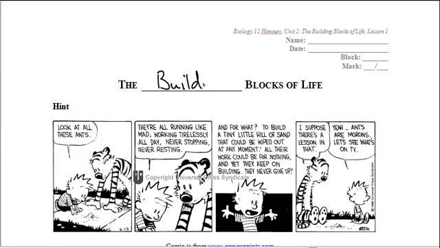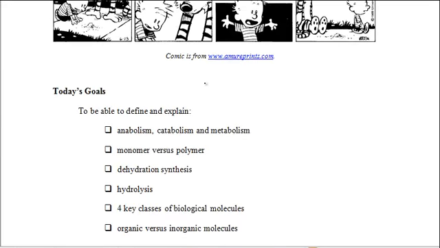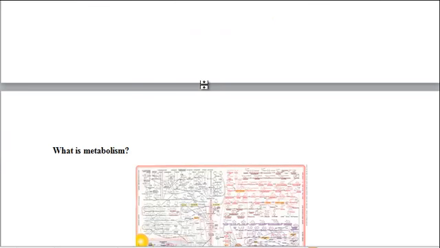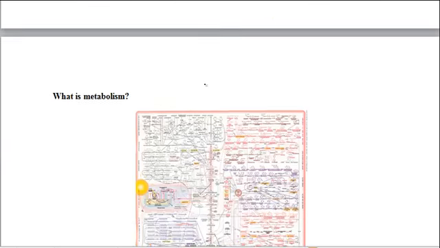By the end of today's lesson, you should be able to define and explain anabolism, catabolism, and metabolism, monomer versus polymer, the process of dehydration synthesis and hydrolysis. You should be able to identify the 4 key classes of biological molecules and explain the difference between organic and inorganic molecules. To begin with, let's look at metabolism.